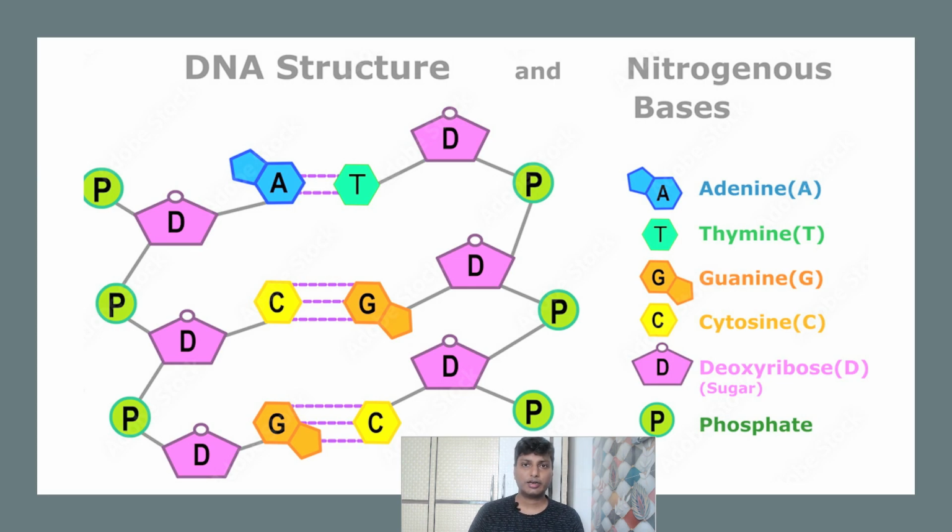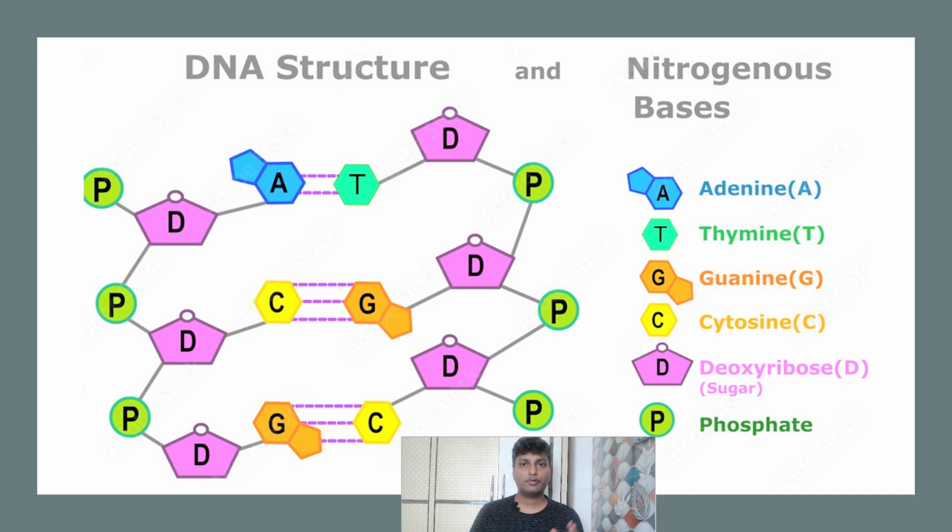Now, as far as nitrogenous bases are concerned, dear students, there are two basic types of nitrogenous bases. One is purines and the second is pyrimidines. What is the difference between purines and pyrimidines? Remember, dear students, purines are basically double ring compounds, whereas pyrimidines are always single ring compounds.